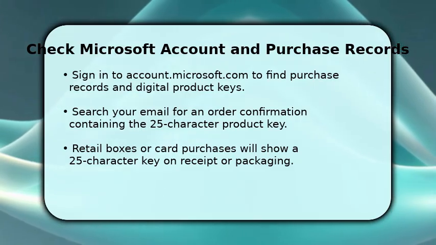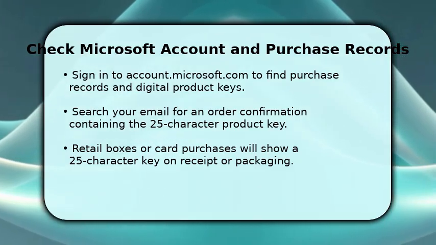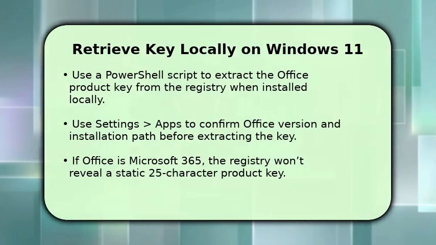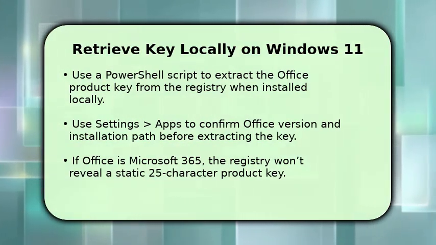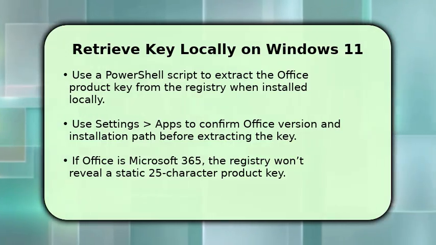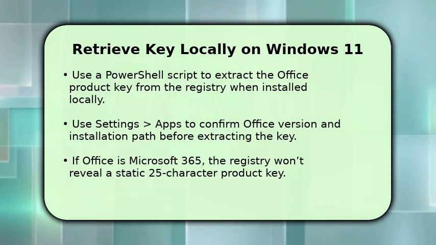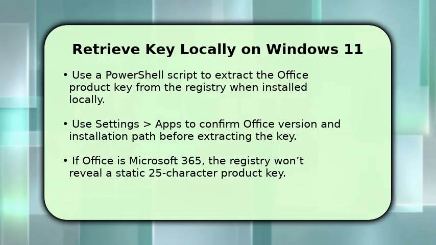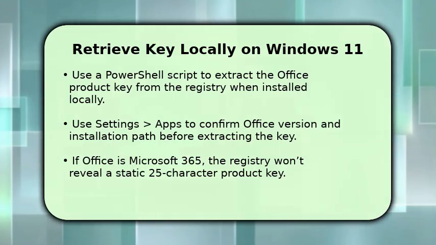On a Windows 11 PC with Office installed, first confirm the exact Office version in Settings and Apps. Open PowerShell as administrator and run a proven script that reads the Registry Digital Product ID and decodes it to a 25-character key. Carefully copy the decoded key and verify it matches the license label or account details.